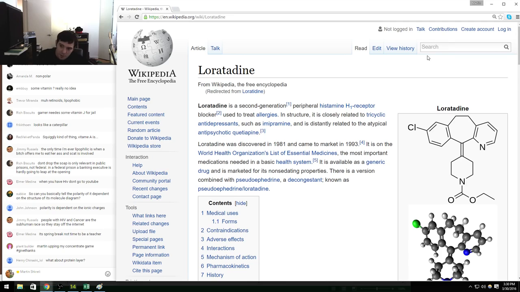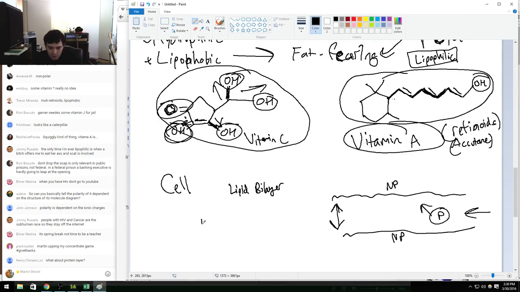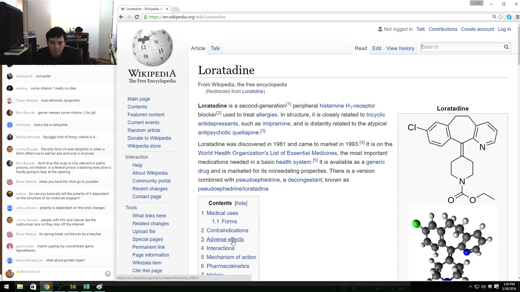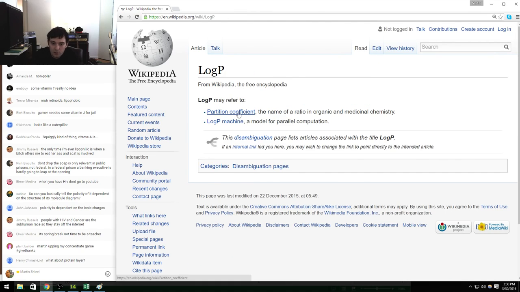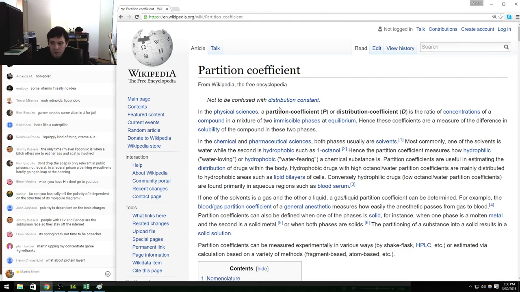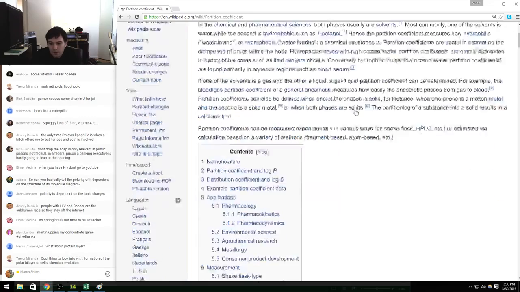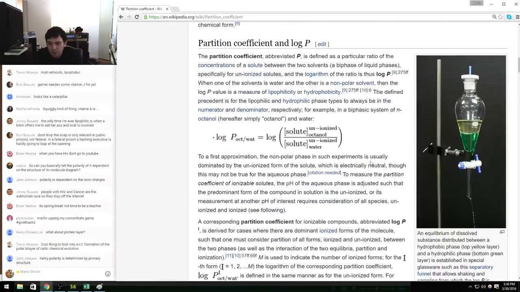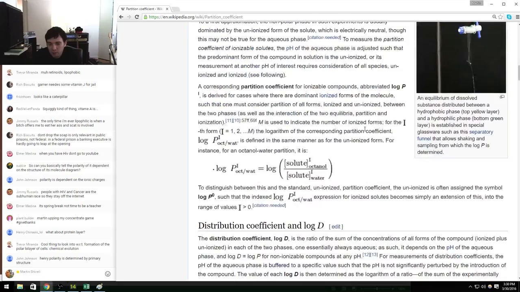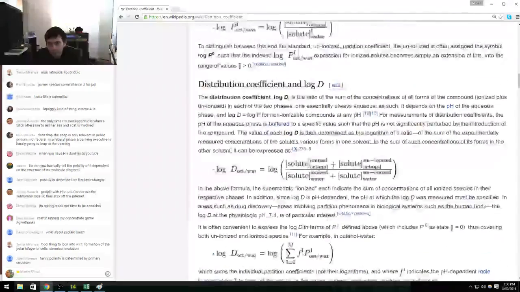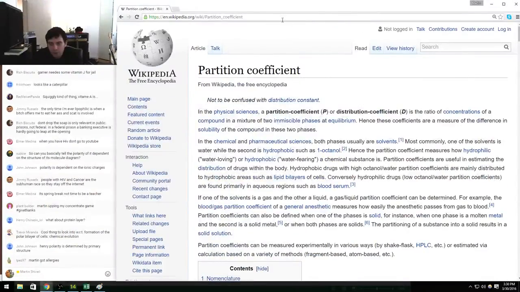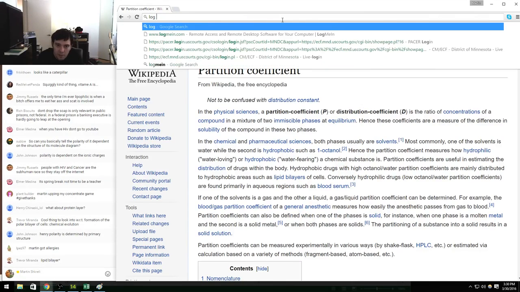So drugs, especially drugs that we want to enter the brain, have to be extremely lipophilic. In fact, one way to tell is this log P. We'll get to this in a future lesson. The partition coefficient log P is a way to tell the lipophilicity of something. We do this little experiment and we can determine it. And for the blood-brain barrier, log P generally has to be a certain amount.